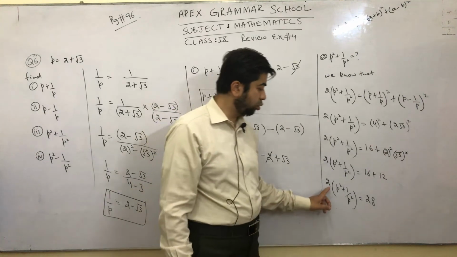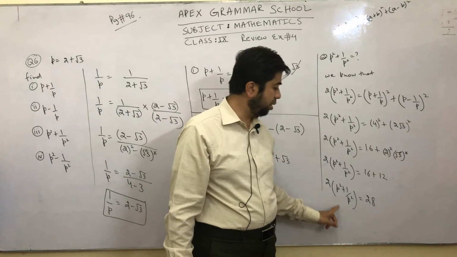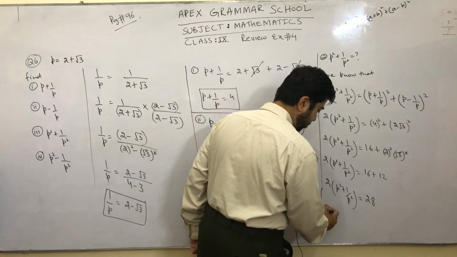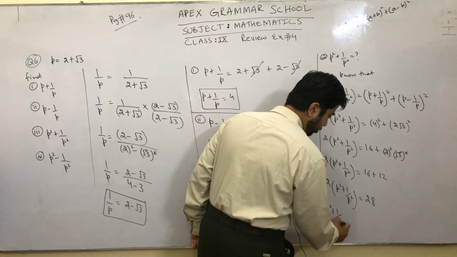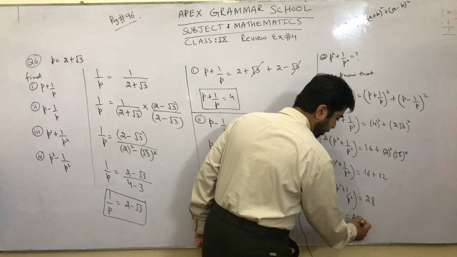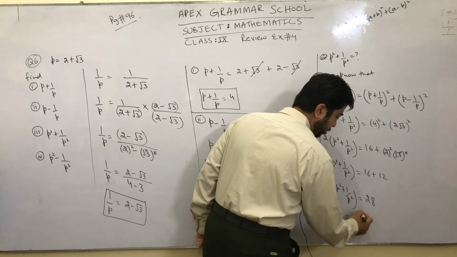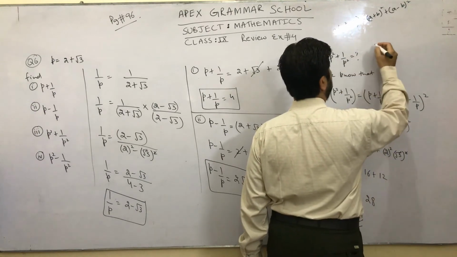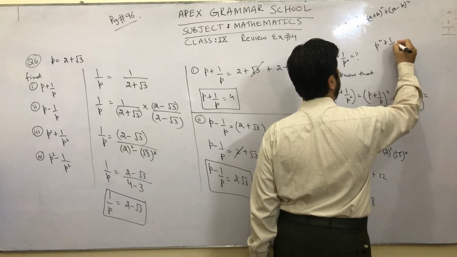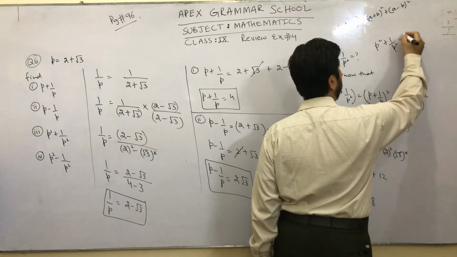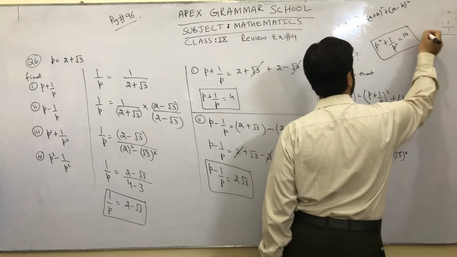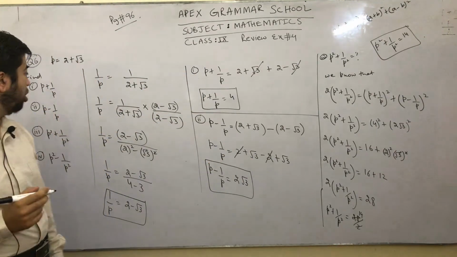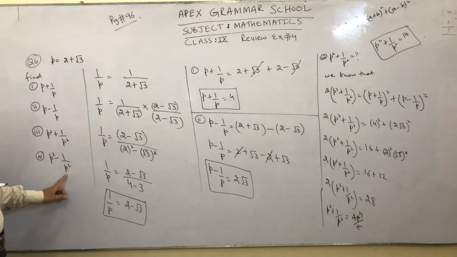Now this 2 is multiplied here and can be divided on the right hand side. So p square plus 1 over p square is equal to 28 divided by 2, that is 2 1s are 2, 2 4s are 8, so 14. So you have it now, p square plus 1 over p square value, that is 14. You have done it. Now the fourth part, that is p square minus 1 over p square.